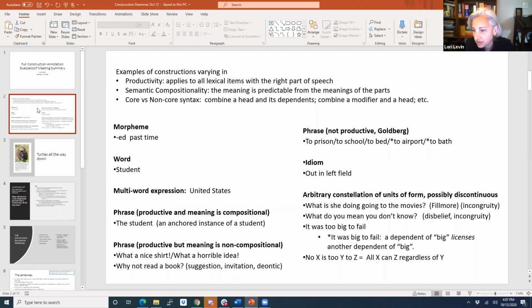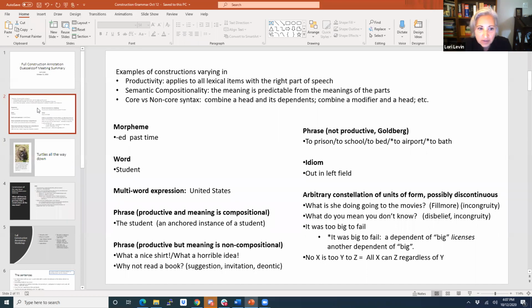And then UK and US English differ on to hospital or to the hospital. I know we differ on in hospital or in the hospital. So that's the issue of productivity. Does the construction apply to all the words that have the right parts of speech?